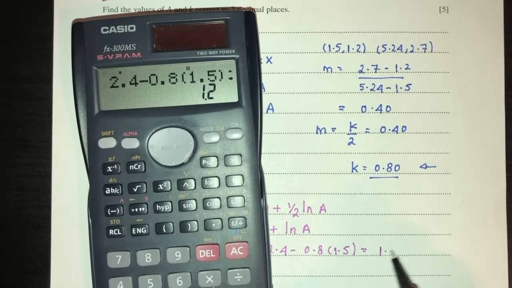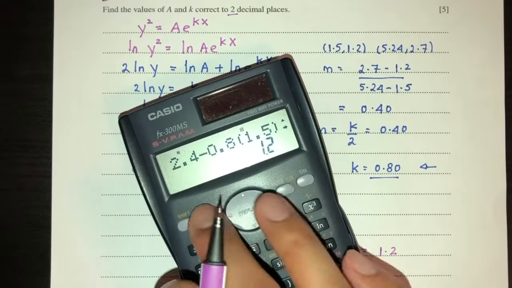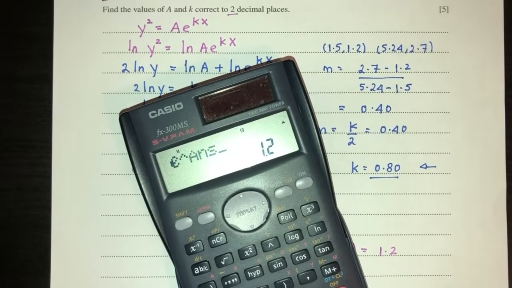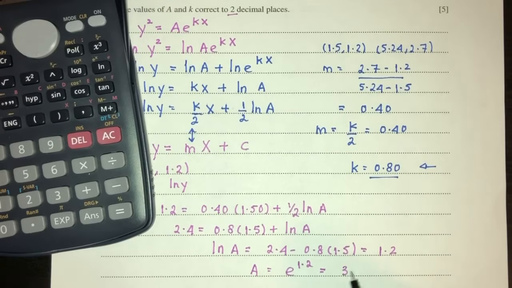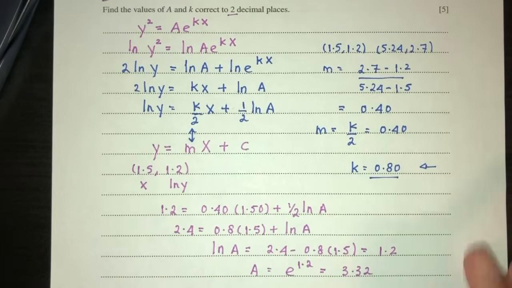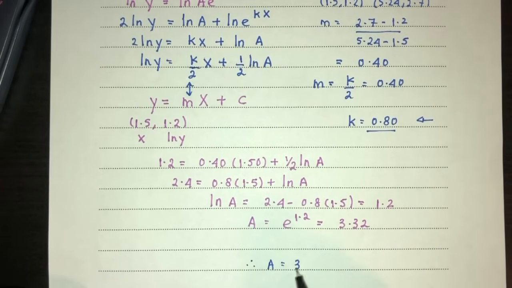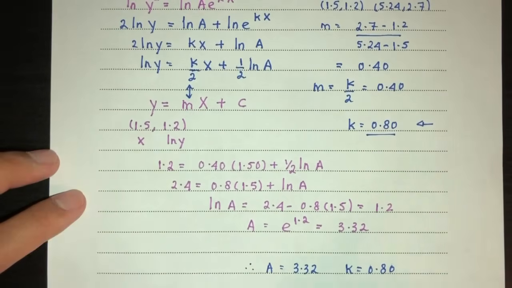That will be 1.2. So the value of a will be equal to exponential of 1.2, which is 3.32. So correct to 2 decimal places, you have the value of a is equal to 3.32 and the value of k is equal to 0.80. So your value of a can also be 3.31 depending on the value of k that you took in this part. So this will be your question number 2.